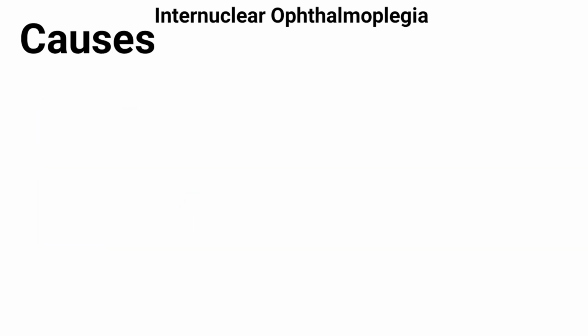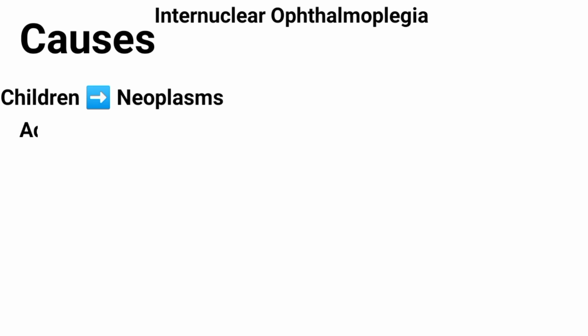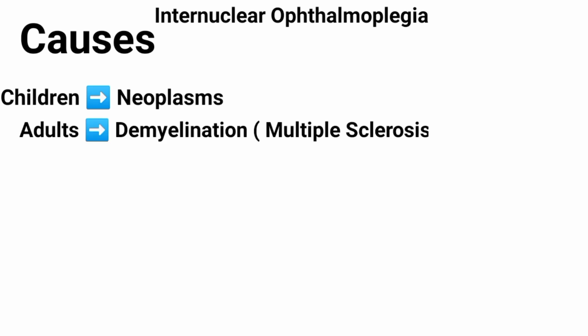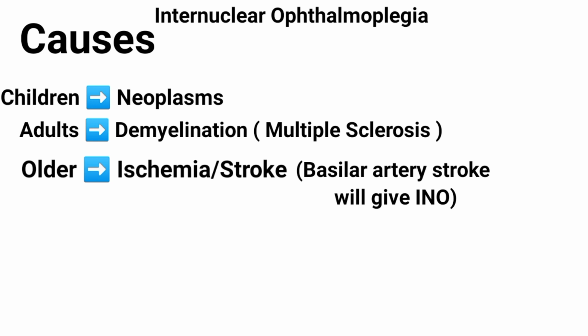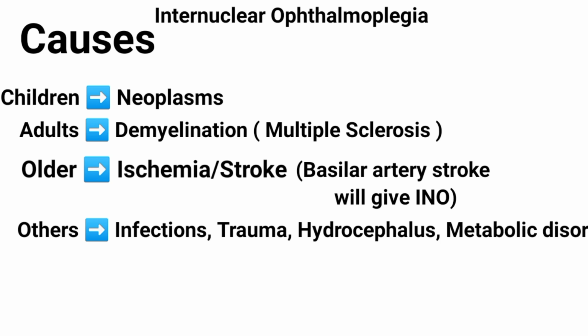What causes internuclear ophthalmoplegia? In children, we mostly suspect neoplasm. In adults, we see demyelinating disorders like multiple sclerosis and others. In older patients, we suspect ischemia like stroke, because the medial longitudinal fasciculus is supplied by the basilar artery, and any kind of stroke affecting the basilar artery will result in internuclear ophthalmoplegia. This disease can be unilateral or bilateral, and all of this depends on the underlying cause. Other causes of internuclear ophthalmoplegia include infections, trauma, hydrocephalus, and metabolic disorders.